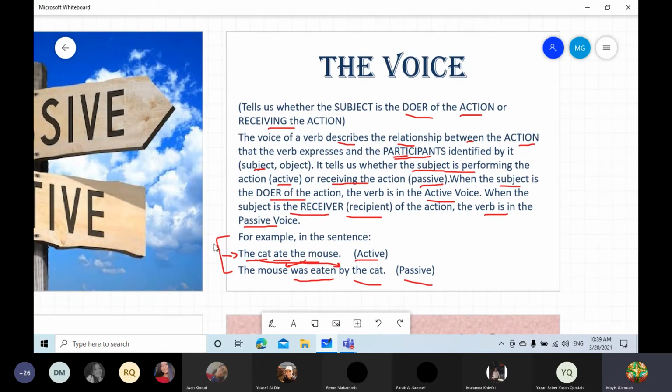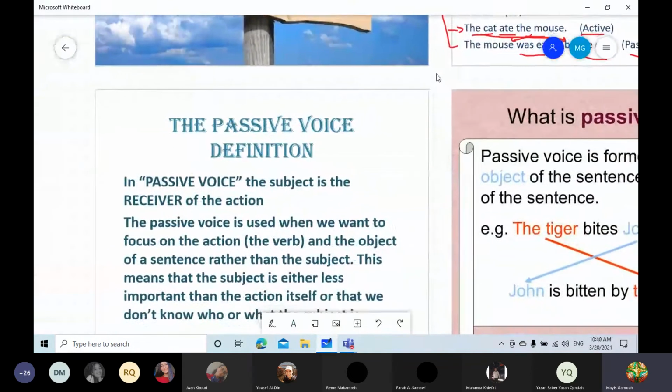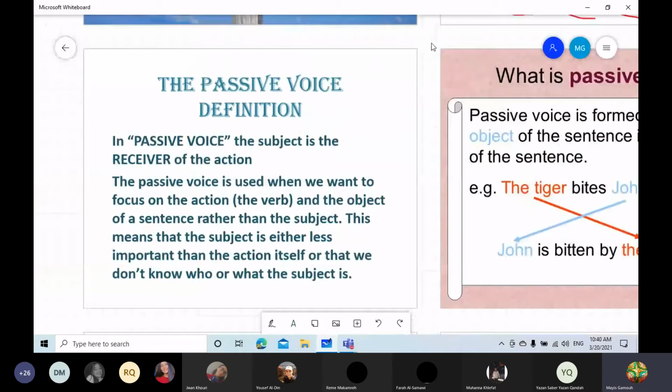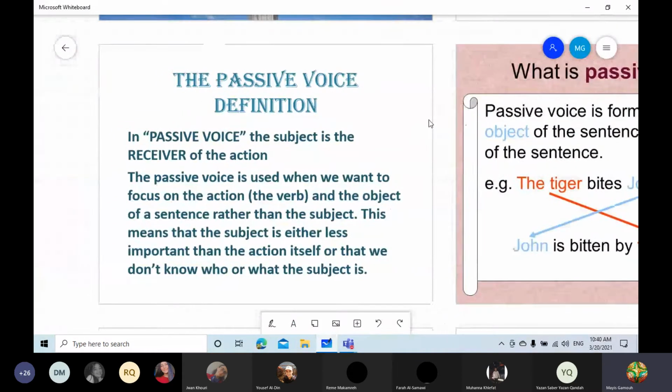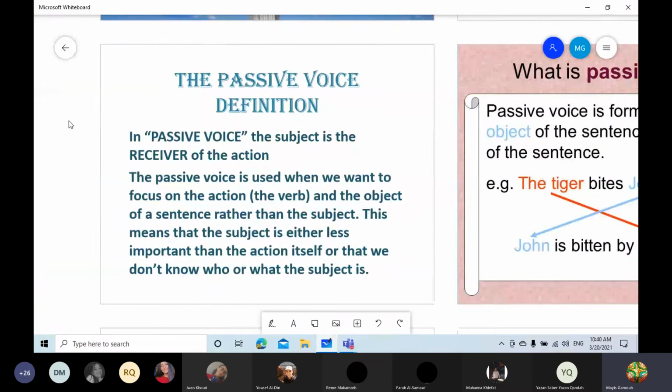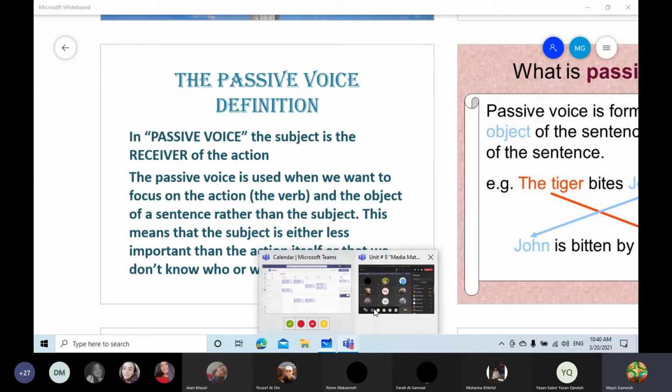Let's go to the next slide. And after we are familiarized with the word voice, now we come to the main topic of our lesson for today, which is the passive voice. And let us talk about the definition of it. Who can read the definition, and then we will explain it.